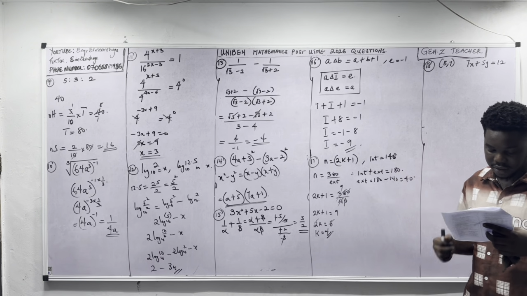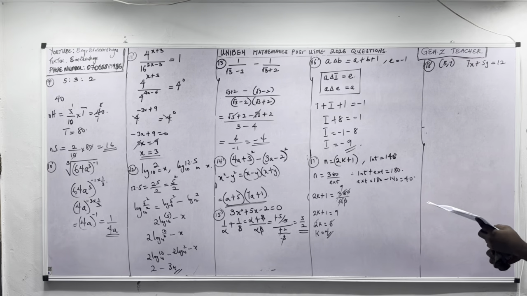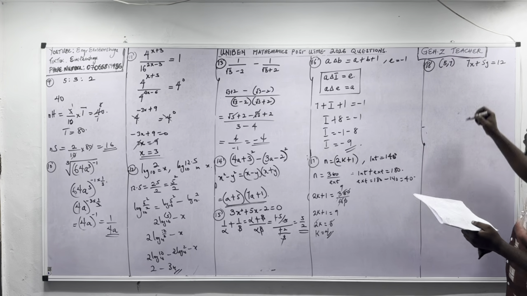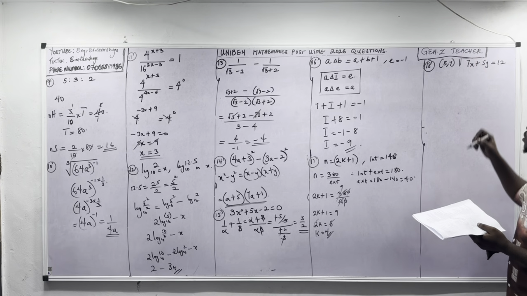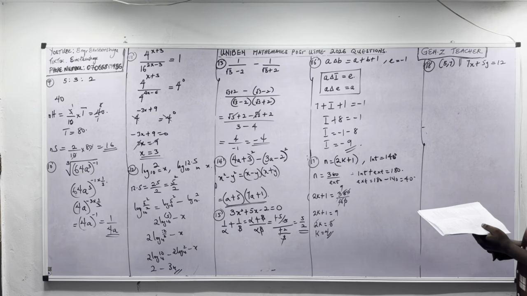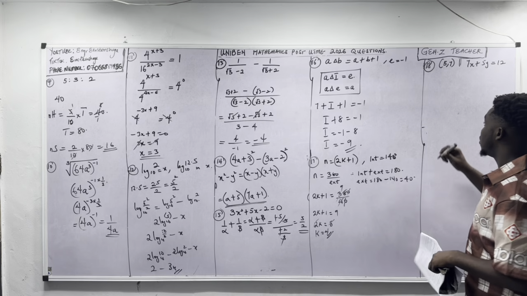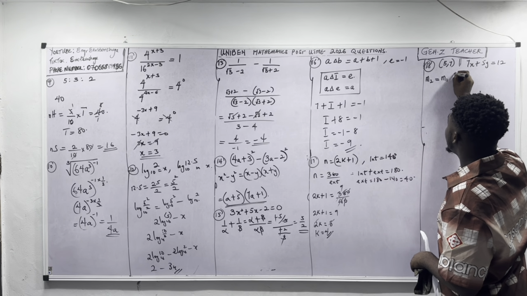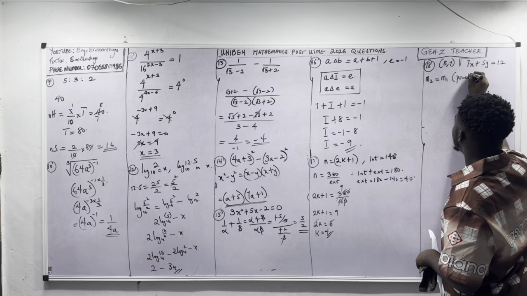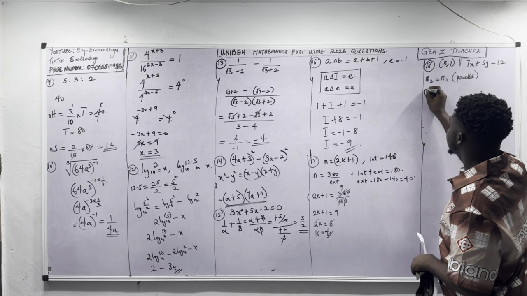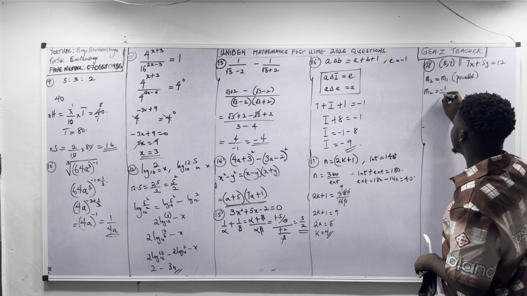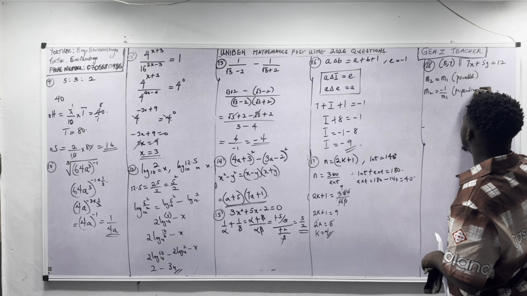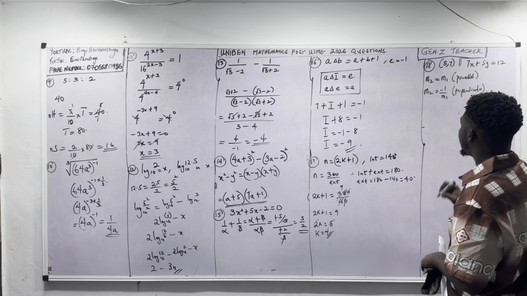Question 18 says, find the equation of the line that passes through (5, 7) and is parallel to 7x plus 5y equals 12. For parallel lines, m2 is always equal to m1. For perpendicular lines, m2 is equal to minus 1 over m1. So this will help you greatly if other questions should come up from this area.